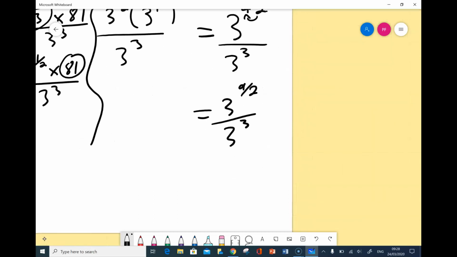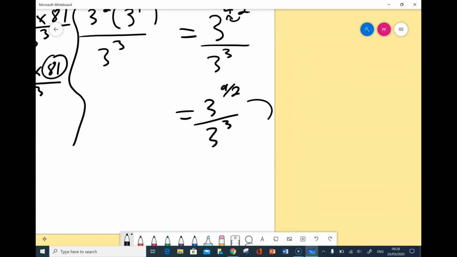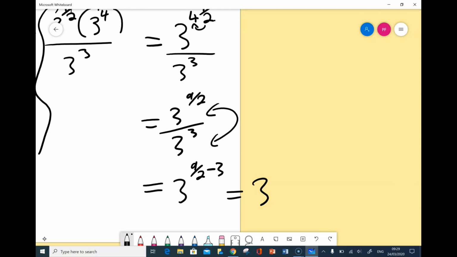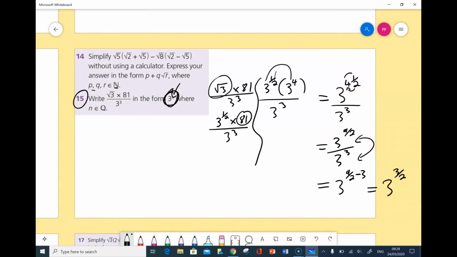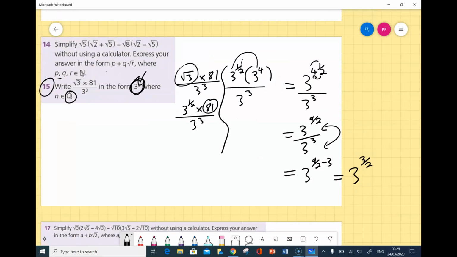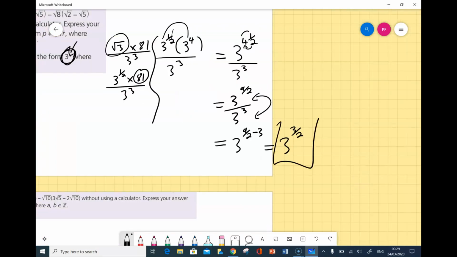And finally, we are dividing things that have the same base number, so we subtract our indices. So 3 to the power of 9 over 2 take 3. That is equal to 3 to the power of, 2 3s are 6, 3 over 2. So does that meet what we want for our answer? Yep, so it's 3 to the power of n, and n has to be an element of Q, which is the rational numbers, fractions. So there we go.